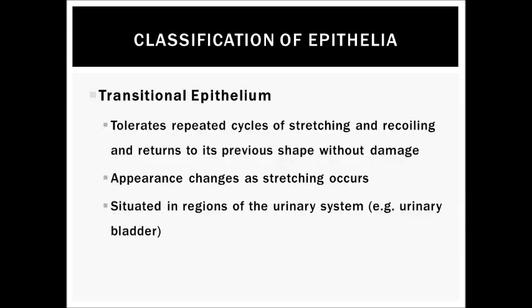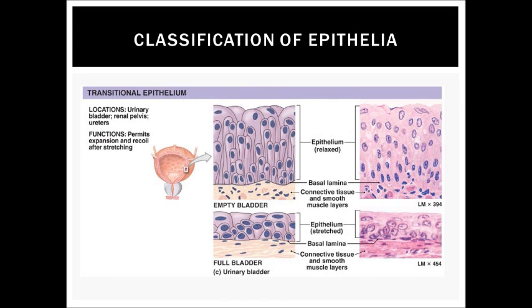And the last epithelium is transitional epithelium. This epithelium can change its shape. A common location for this epithelium is the urinary bladder. Here is some more information about the transitional epithelium.